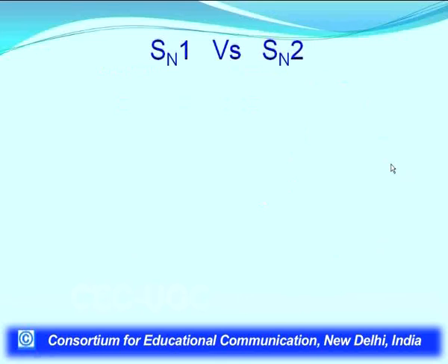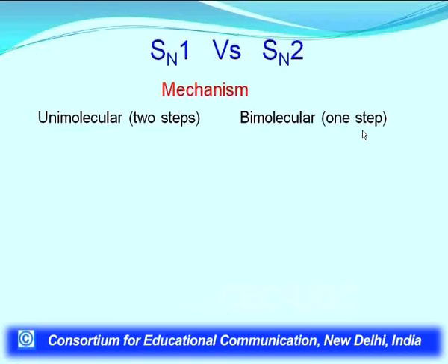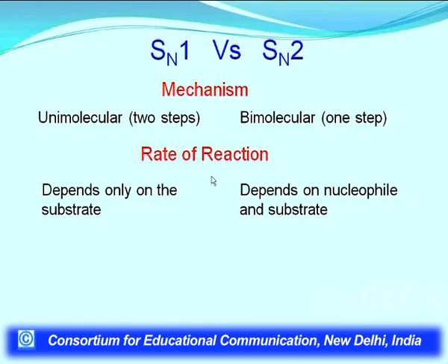Now, let us compare the two mechanisms SN1 and SN2. SN1 is unimolecular and it is a two-step mechanism. SN2 is bimolecular and it is a one-step mechanism. Rate of reaction: in SN1, it depends only on the substrate because that is involved only in the rate determining step. Substrate means here our alkyl halide about which we are talking, and in the SN2 mechanism it depends upon the concentration of both the nucleophile as well as the substrate.